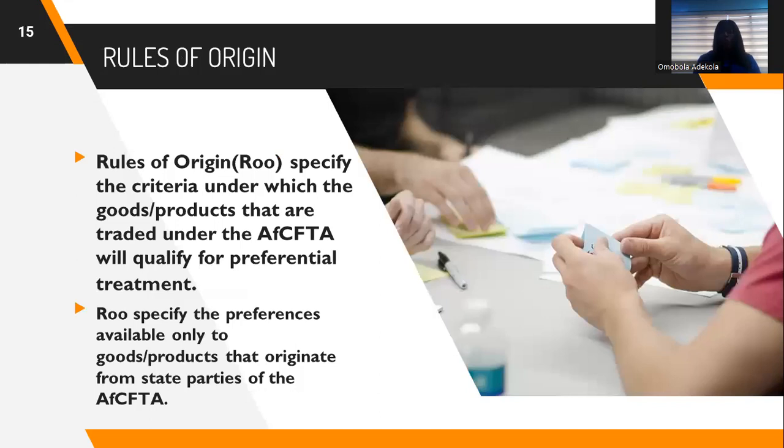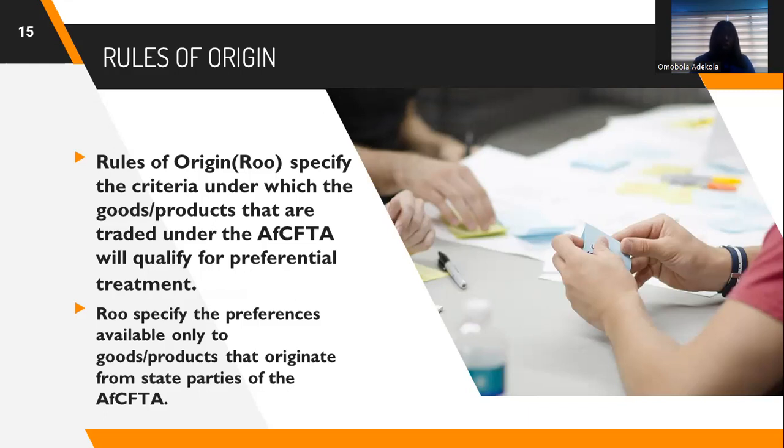This is what you need to really focus on as a product manufacturer or dealer in goods. So what are rules of origin? Rules of origin specify the criteria under which the goods or products that are traded under the AfCFTA will qualify for preferential treatment. Rules of origin is a term in international trade. There are pre-qualification criteria to determine if a good or a product is going to qualify for preferential treatment or tariff treatment under the AfCFTA.